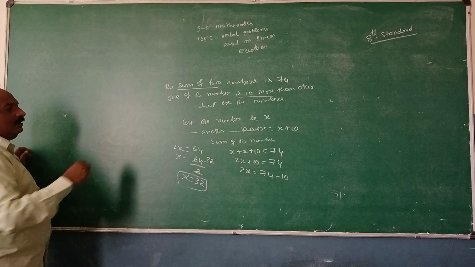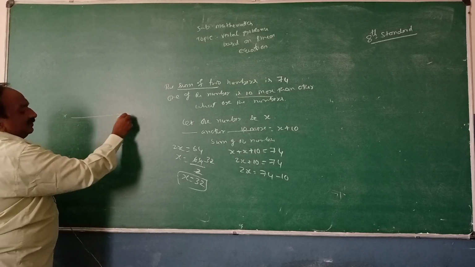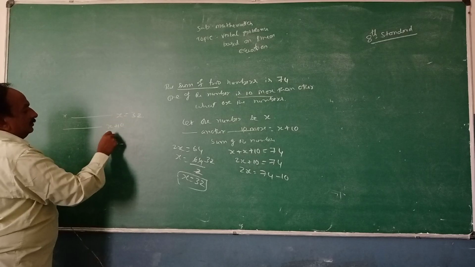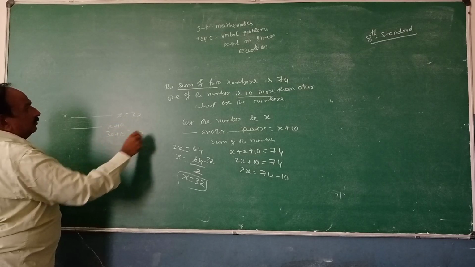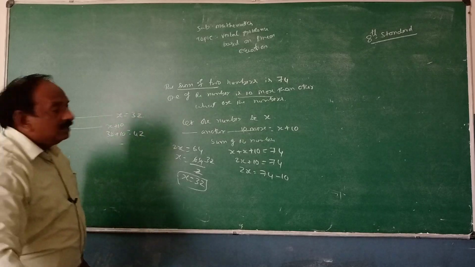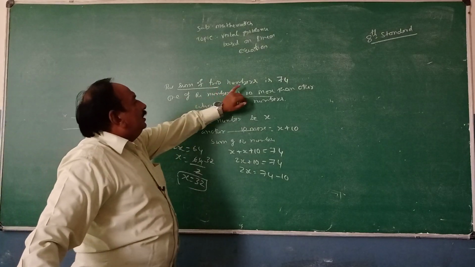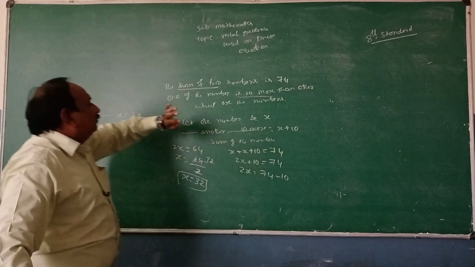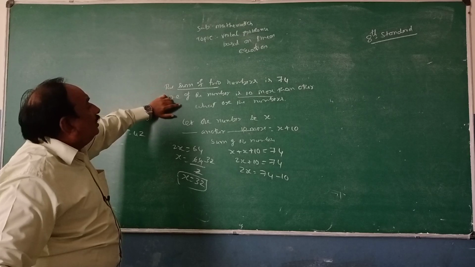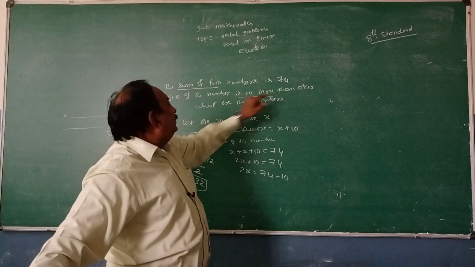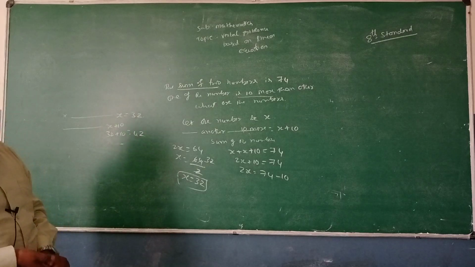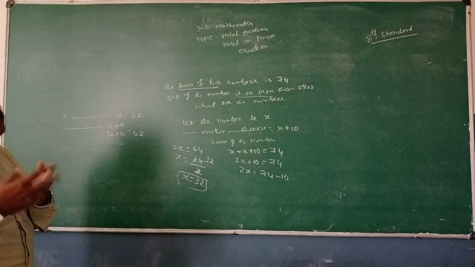One number is x is equal to 32. The other number is x plus 10: 32 plus 10 is 42. When you add, 32 plus 42, our answer is 74, so it is correct. Once again, the sum of the two numbers is 74. When we add the two numbers, we get 74. One of the numbers is 10 more than the other. 10 more than means that one number is greater than the other number by 10.